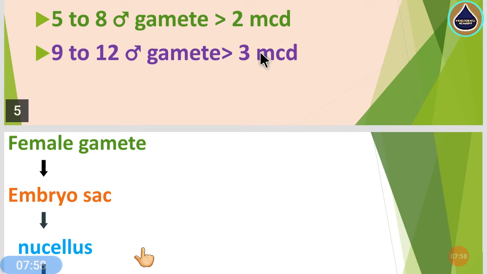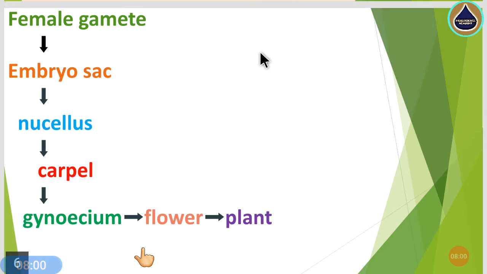Now we'll go for the female gamete. Earlier I explained about the male gamete, how it is formed, where it is formed, and how many cell divisions are needed. It is now clear that 4 male gametes from the 4 pollen grains are formed by one meiotic cell division from the pollen mother cell.